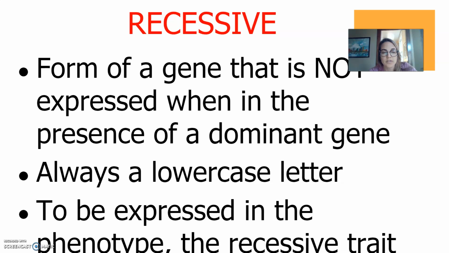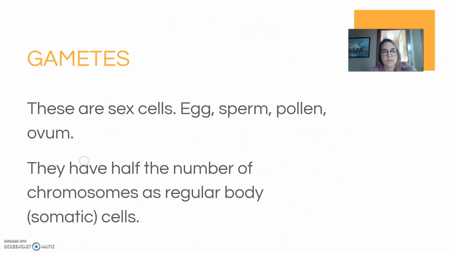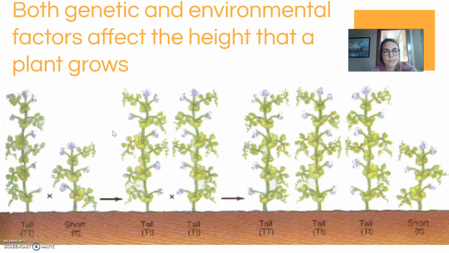And this is what I was just saying. To be expressed in the phenotype, the recessive trait has to be inherited from both parents. Okay, and the last vocab word is gametes. These are sex cells, so we call them egg, sperm, pollen, ovum if we're talking about plants. Sex cells have half the number of chromosomes as regular body or somatic cells, and that's because they're going to join during fertilization with a different sex cell to form an offspring zygote.